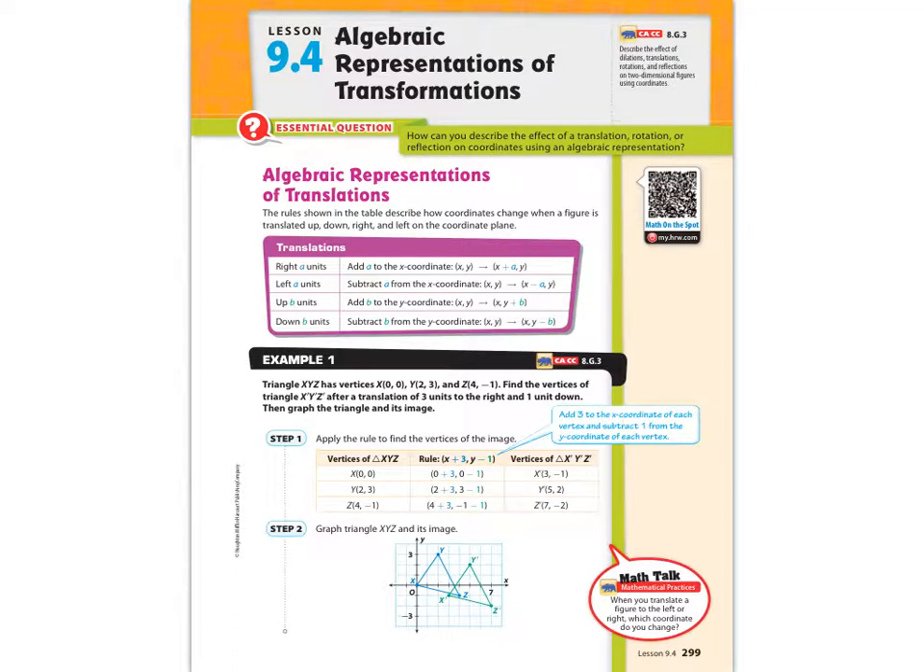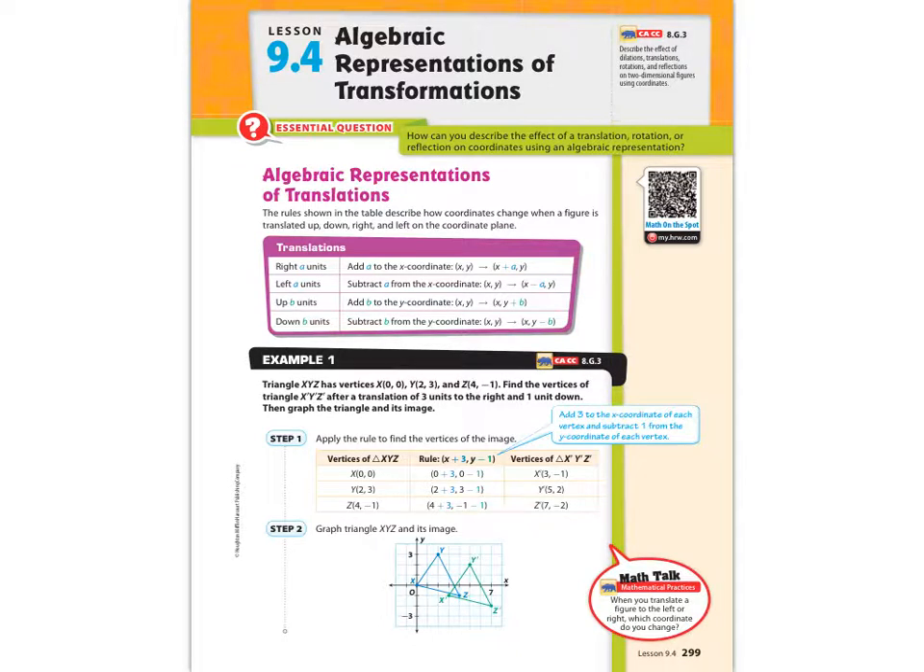So this lesson goes along with the first three lessons in that we're going to look at the rules for all of the transformations that you've seen so far, and that's translations, reflections, and rotations, right? Or the common words for those would be slides, turns, and flips.